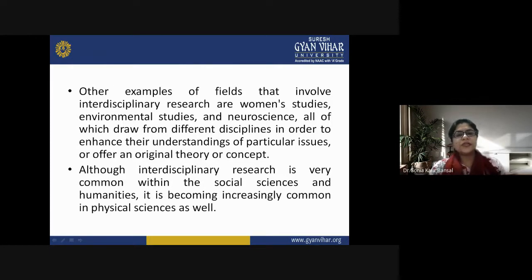Other examples of fields that involve interdisciplinary research are women's studies, environmental studies, and neuroscience, all of which draw from different disciplines in order to enhance their understanding of particular issues or offer an original theory or concept. Although interdisciplinary research is very common for students within the social sciences and humanities, it is becoming increasingly common in physical sciences as well. So this is how the interdisciplinary approach and research is understood.